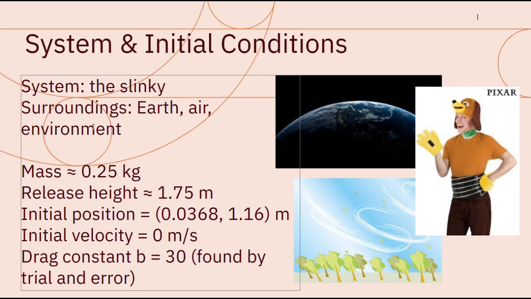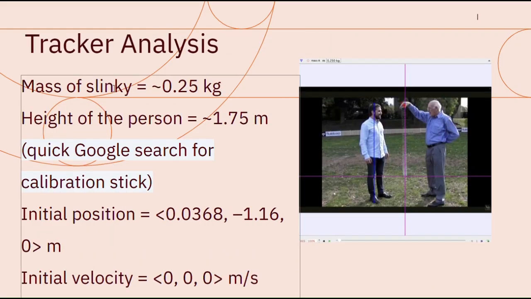Okay, so these are the initial conditions. System: slinky. Surroundings: air, earth, environment, whatever. Here's their mass and height. I just googled the professor's height to calibrate the thing. Initial position, velocity, and drag constant. I found the drag constant by trial and error, whatever seemed the closest. Tracker analysis. So these are the conditions still. Nothing much has changed.